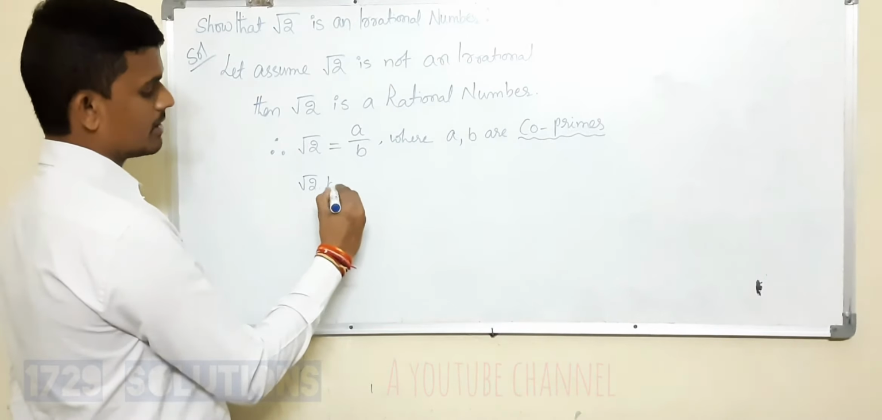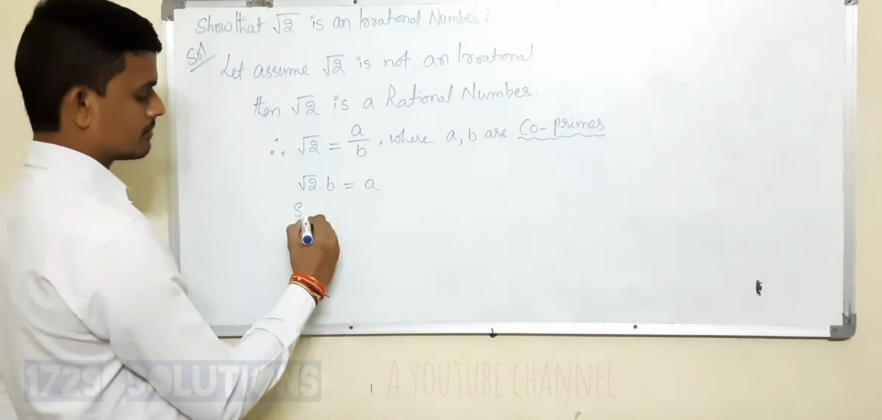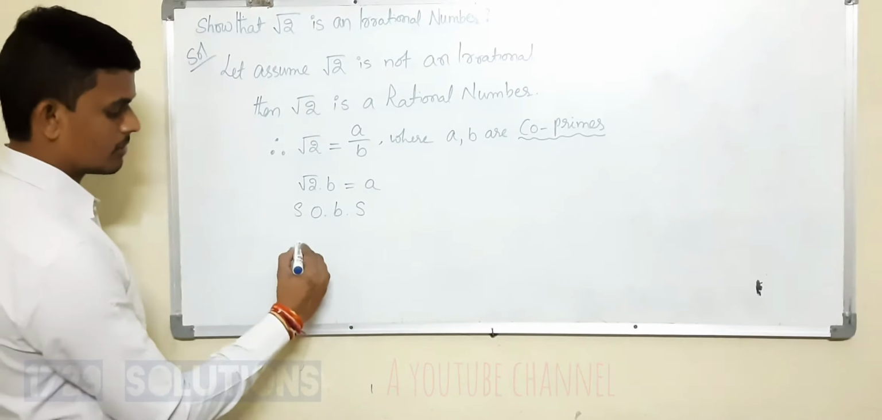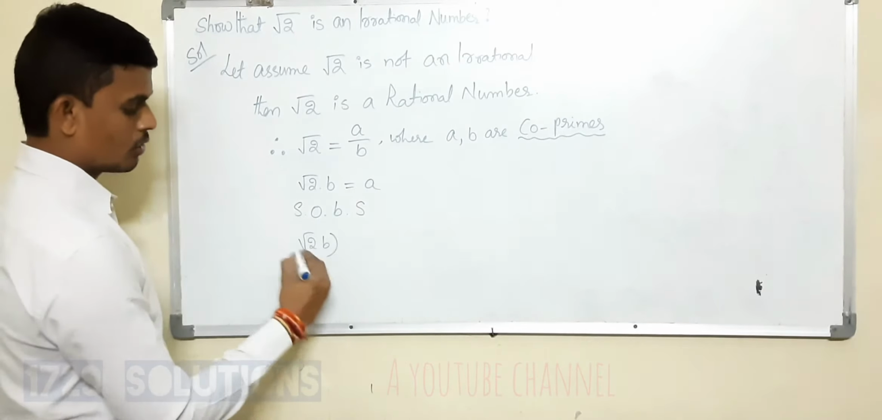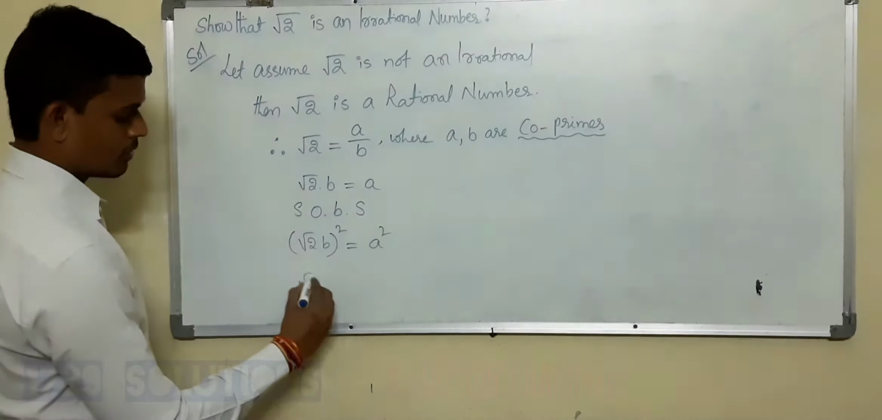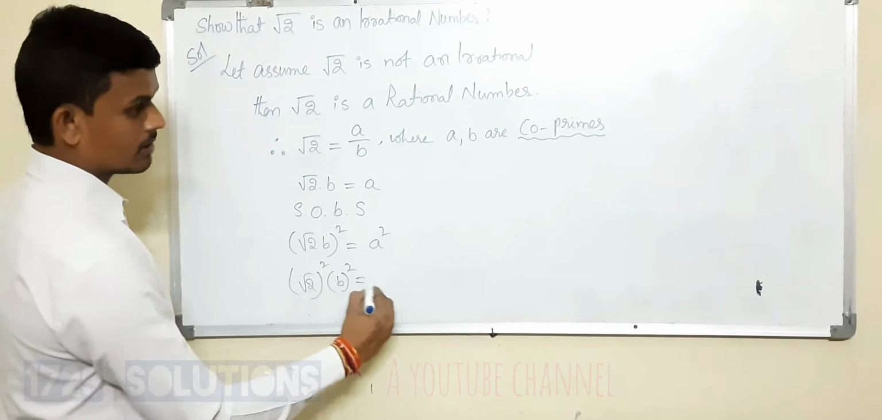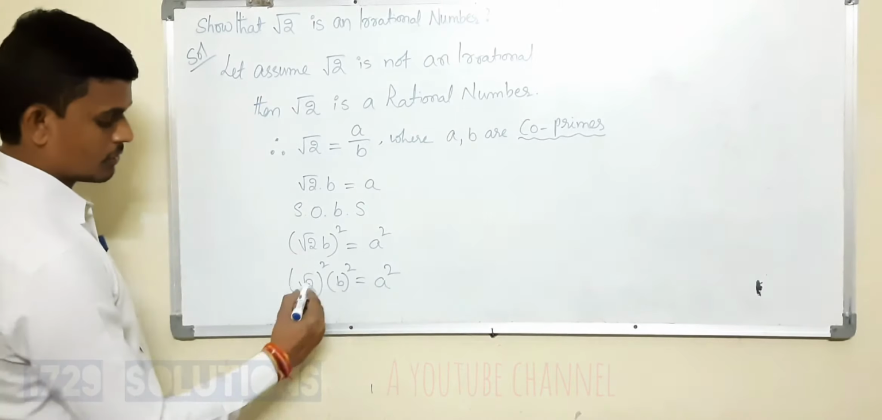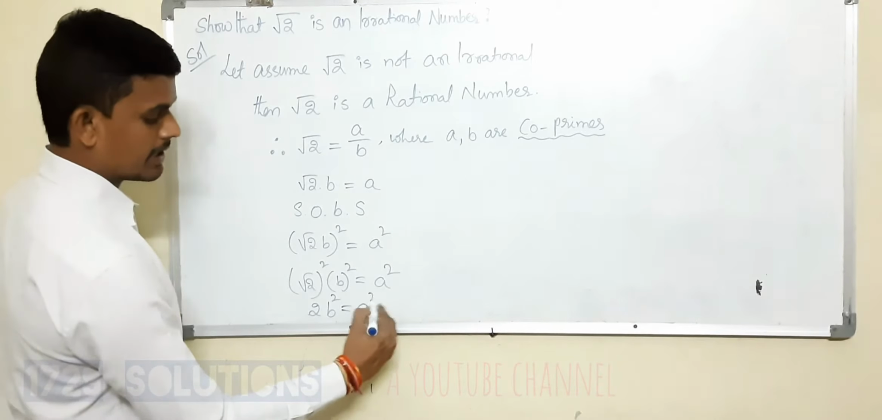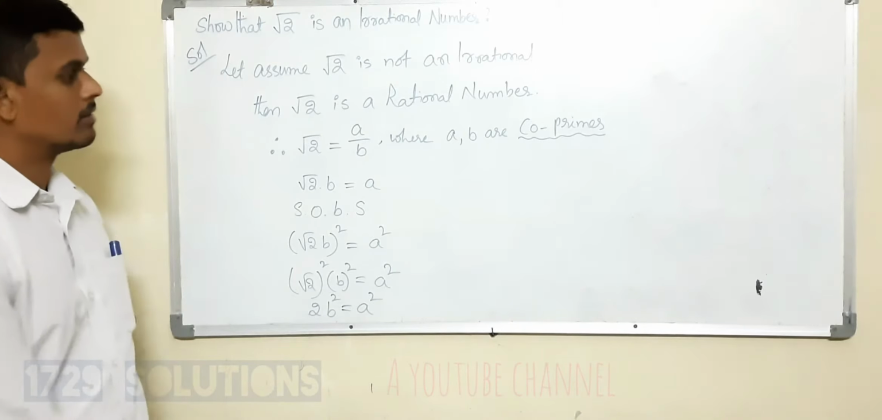After making these three steps, now I am going to do cross multiplication. Root 2 into b is equal to a. Now I am going to square both sides. Root 2 into b whole square is equal to a square. So root 2 whole square into b square is equal to a square. Root 2 whole square is 2, so 2b square is equal to a square.